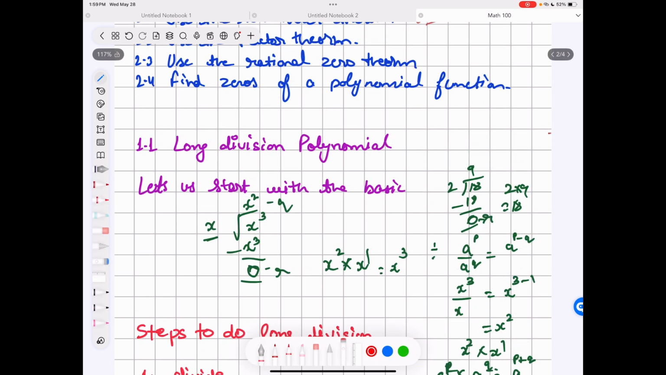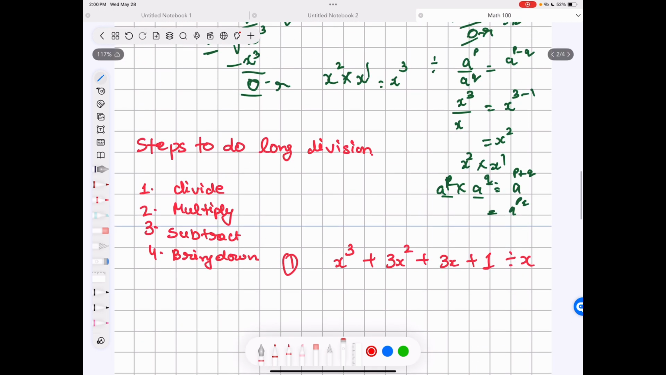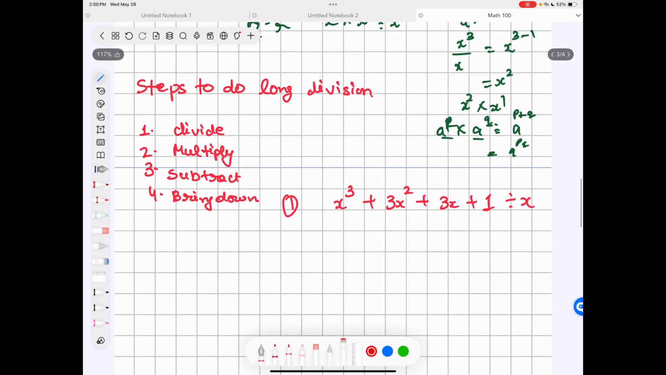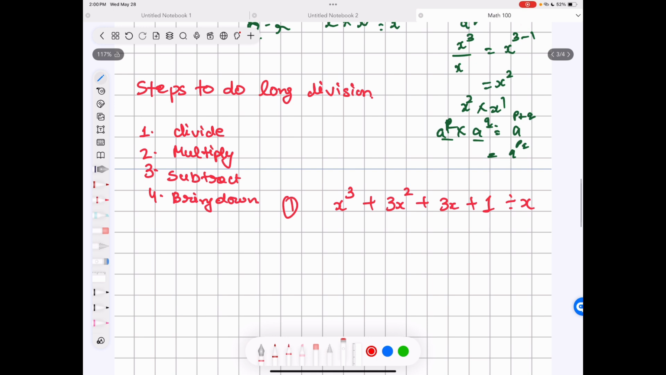Okay, so now we have learned the basics of polynomial division. We can apply it to do long division. For the steps of long division, first we divide, then we multiply, then we subtract, and then we bring down. So these are the 4 steps that we follow.